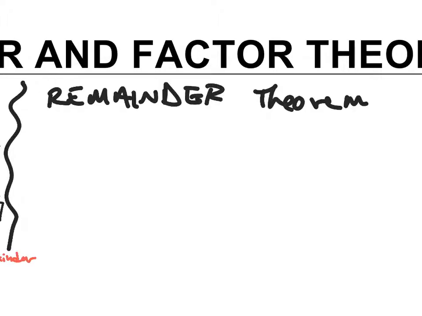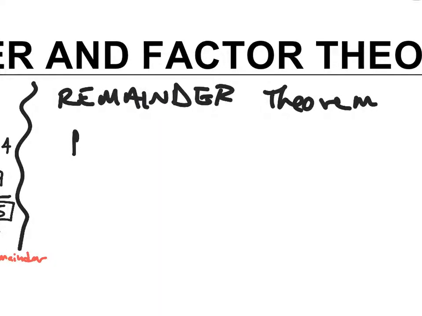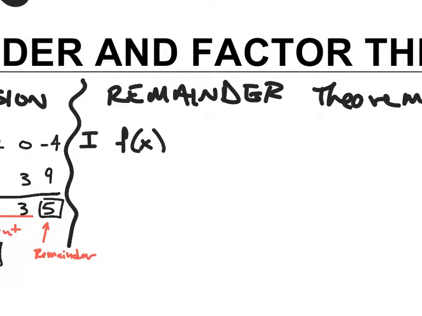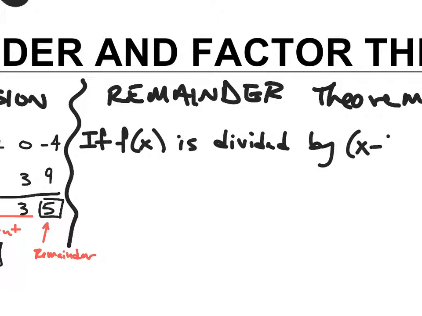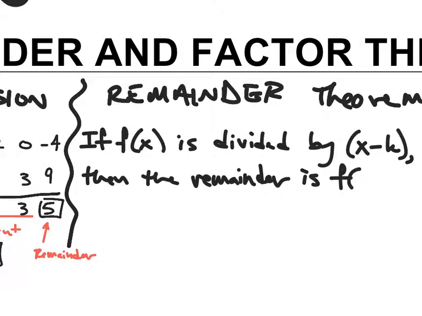Now, the remainder theorem says this. Let's say that you've got a function f of x. If f of x is divided by a binomial, say x minus k, then the remainder is f of k. This is kind of confusing, but here's what this means.